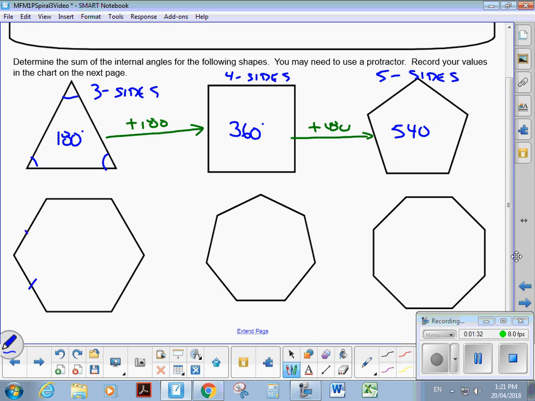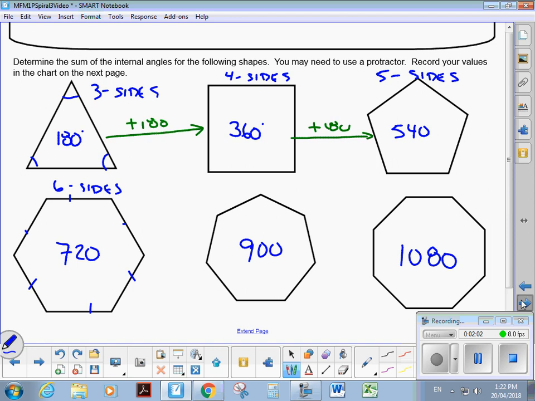Here we have 1, 2, 3, 4, 5, 6. So we've gone to six sides. And if we add the 180 again, this one turns out to be 720. And just speeding the process up, we have 900 and 1080. All right, so you would have done this as an investigation for me in class. However, obviously you're not with me. So that's what the results approximately would have been.